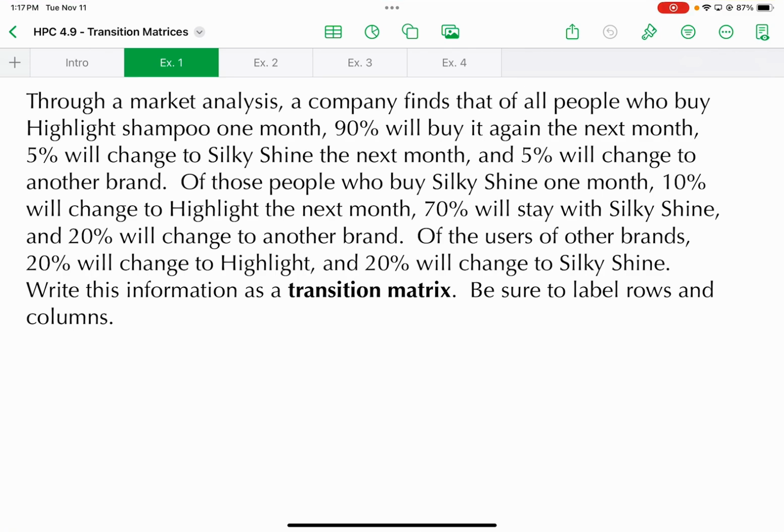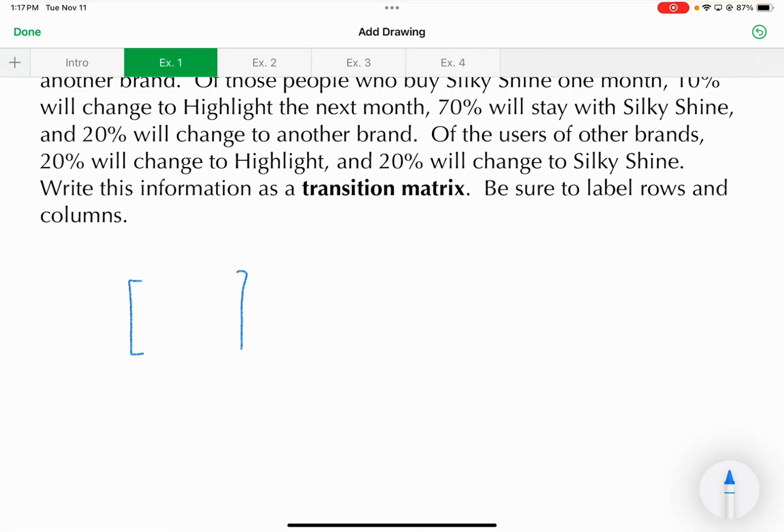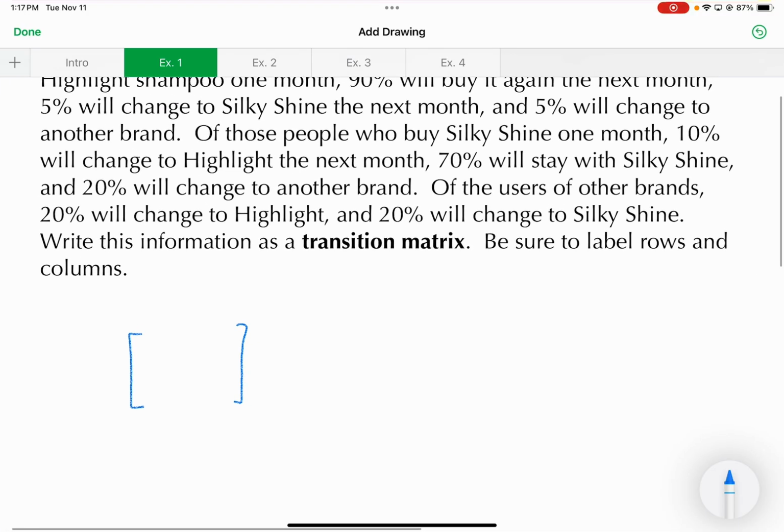What we want to do is write out all this information in what is called a transition matrix, okay? So what we're doing is we're transitioning from 1 month to the next month. So let's see how we organize this information, okay? We're always going to do it the same way, where we've got, in this case, a 3x3 matrix, because we have 3 types of brands we're considering: Highlight, Silky Shine, and then other brands. So we aren't necessarily tracking, okay? So we'll do it as a 3x3 matrix, and we'll set it up this way.